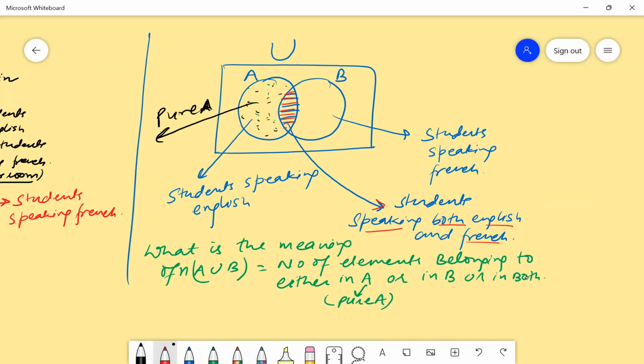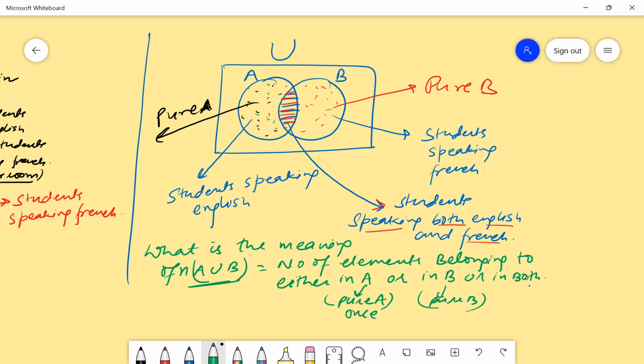And suppose I put red dots. These red dots are pure B, with no involvement of the intersection part. And this intersection part is both A and B. So this is pure B and this is both. So N(A union B) means all these portions once. Pure A once, pure B once, and both part once.